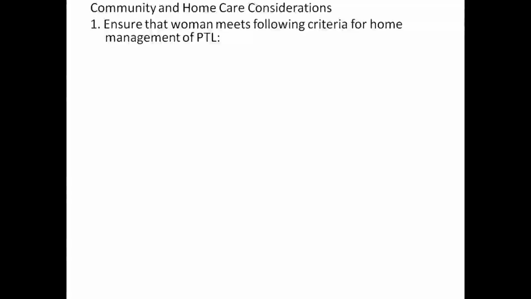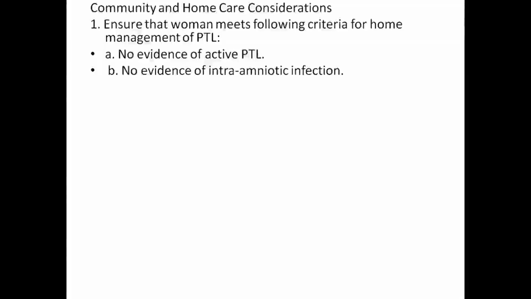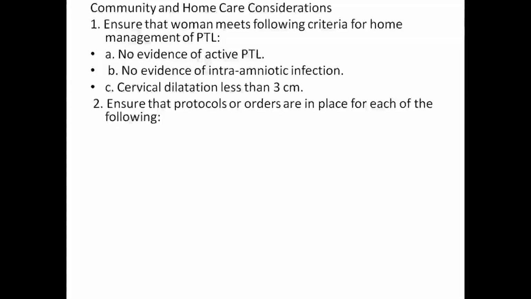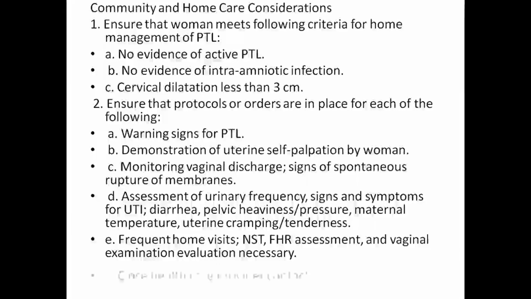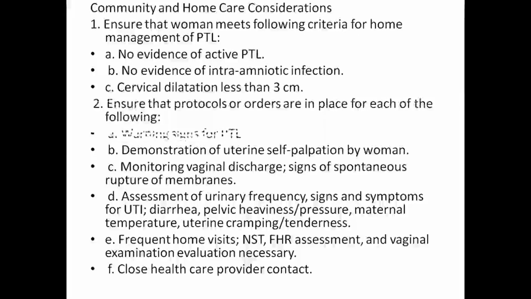Community and home care considerations include ensuring the woman meets the following criteria for home management: no evidence of active preterm labor, no evidence of intraamniotic infection, and cervical dilatation less than 3 centimeters. Ensure protocols or orders are in place for warning signs of preterm labor, demonstration of uterine self-palpation by the woman, monitoring vaginal discharge, signs of spontaneous rupture of membranes, assessment of urinary frequency, signs and symptoms of urinary tract infection, frequent home visits with non-stress test, fetal heart rate assessment, vaginal examination, and close contact with the healthcare provider.